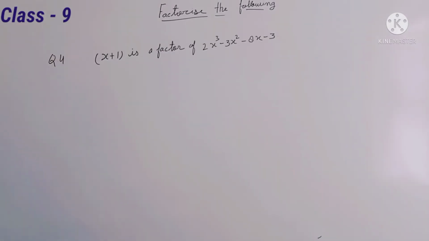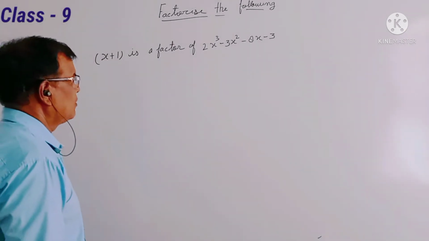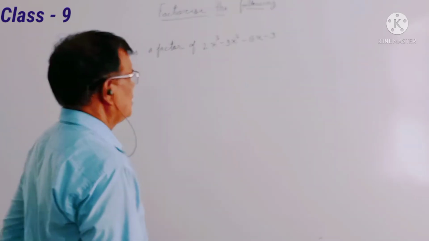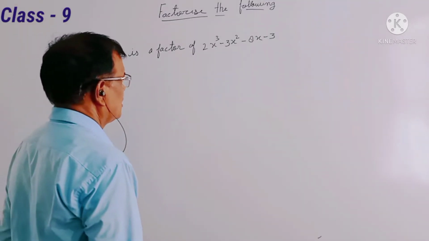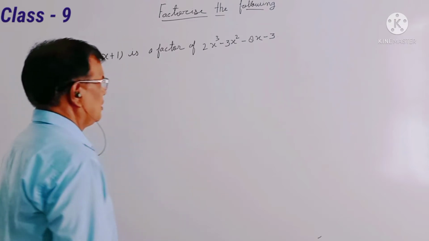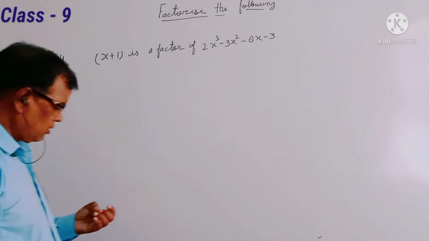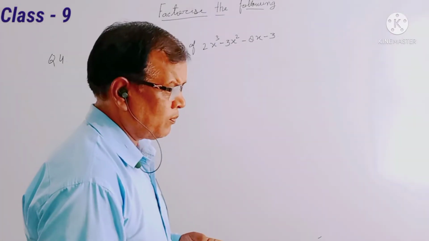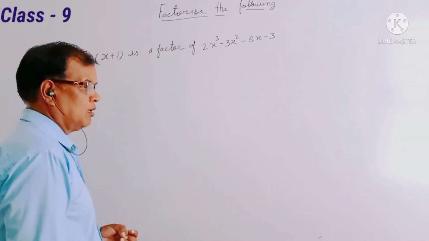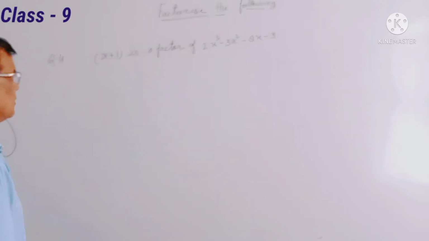Now we are going to solve the next question. Question number 4. It depends on the remainder theorem, as x plus 1 is a factor of 2x cube minus 3x square minus 8x minus 3. If it is its factor, then it will satisfy this one, and then we check it. If it is satisfying, then it is a factor. After that, we will factorize this one.